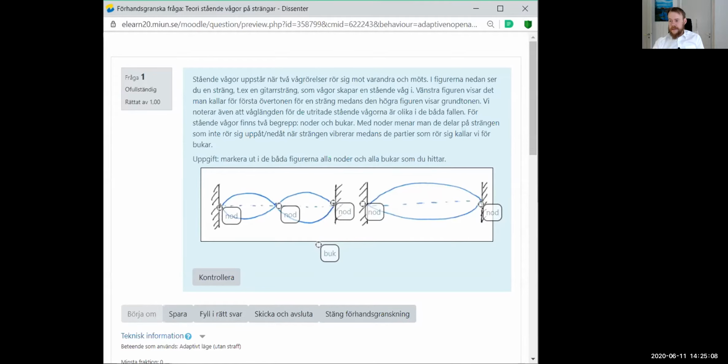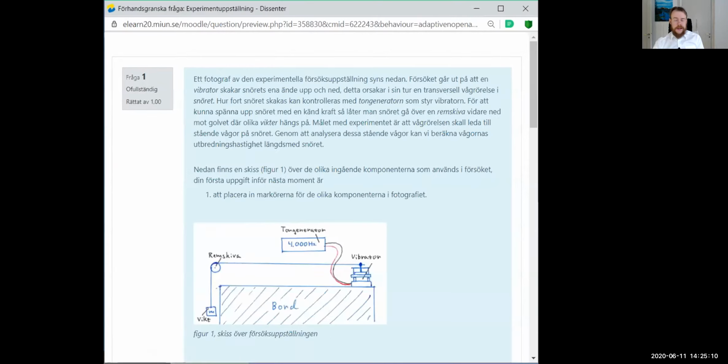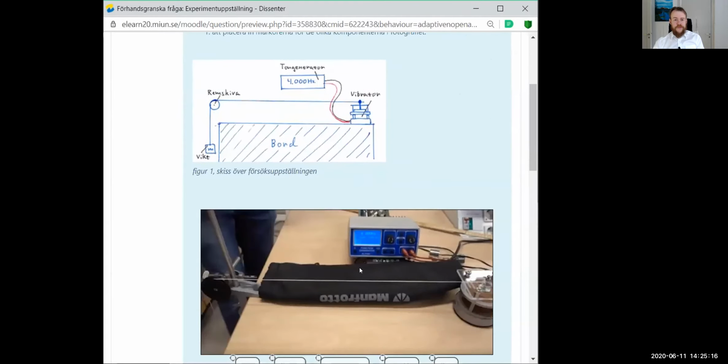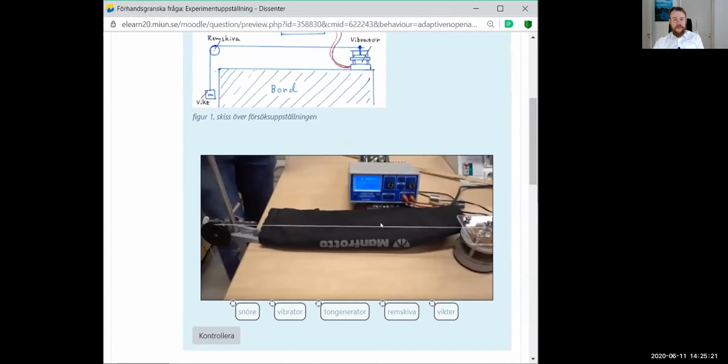The next question in the pre-quiz, you can see here, gives a sketch of the experimental equipment in the movie. Then they see a frame dump from the movie showing the real equipment. Here they're supposed to mark out the key parts of the experiment. There's some weight that makes tension in the string, and they're supposed to mark that out. Here is the vibrator that makes the standing waves on the string. It's a signal generator and so on. So then they know what to look for in the movie.